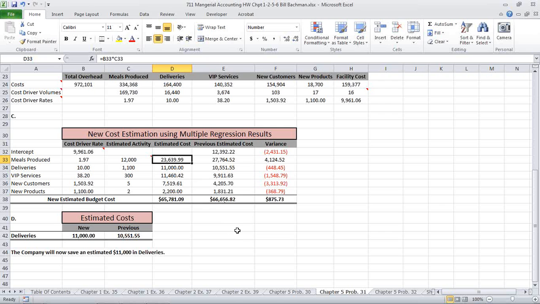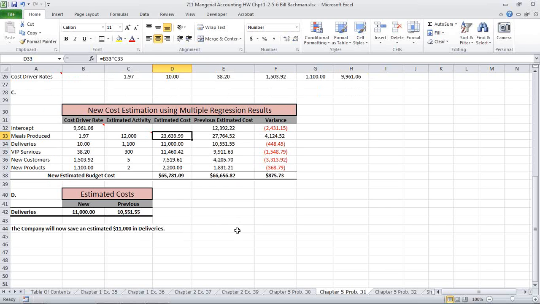For good measure, I decided to add in the previous estimated cost and provide just a variance to see how far we would be off using different cost methods. Again, we see $65,781.09. If you get that number, you are doing it correctly.